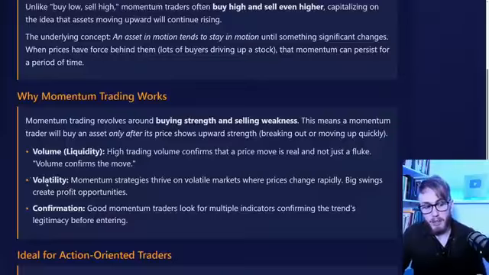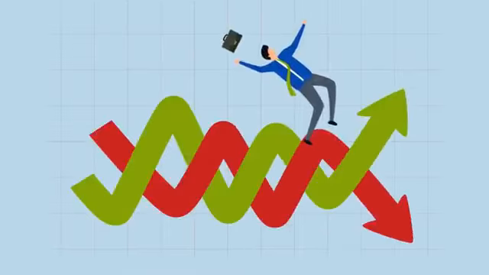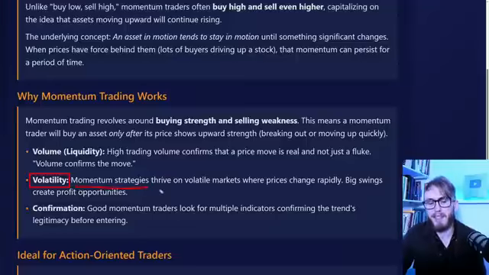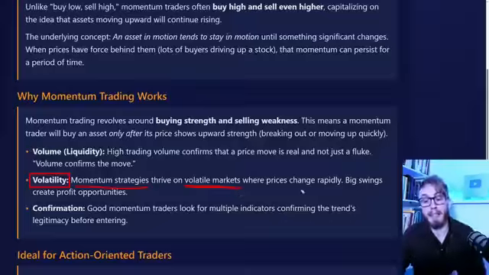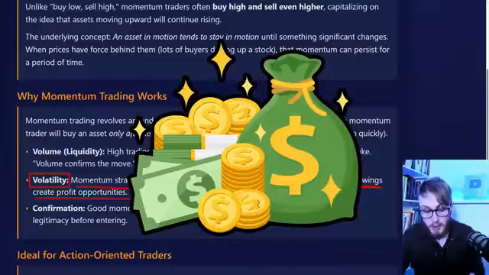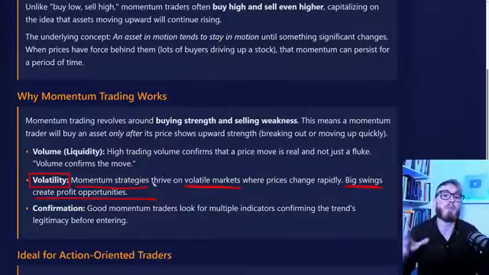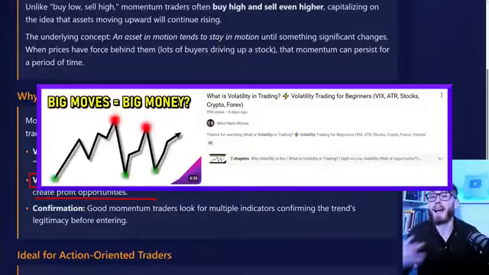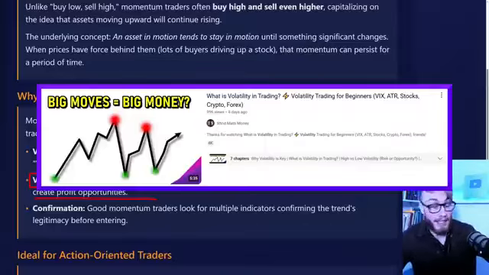Another very important concept we as momentum traders need to know about is volatility. Momentum strategies thrive on volatile markets where prices change rapidly, because these big volatility swings create profit opportunities. And once again, if you want to learn more about volatility, I do have a video about that. I highly recommend checking out that video when you've got time.